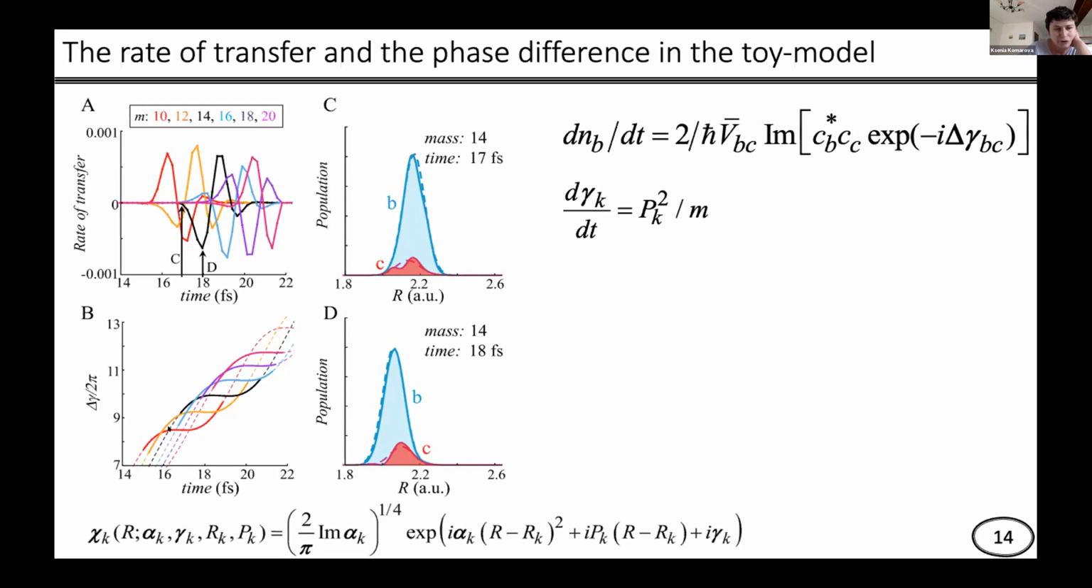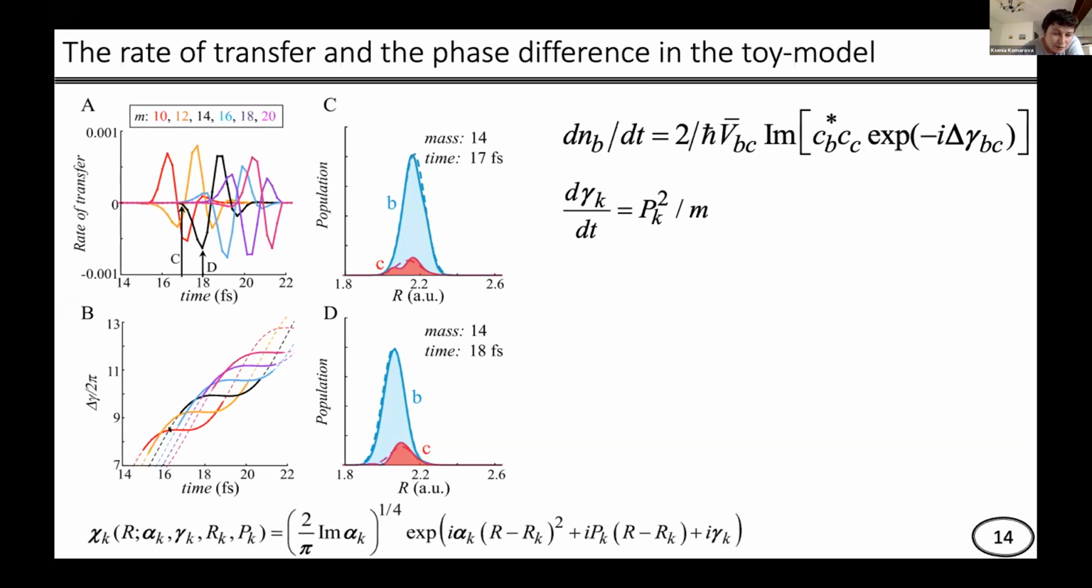So the first feature here is the fact that this transfer happens when this phase difference is stationary. This is very interesting because it is hard to understand how they can control each other in such a way that this gamma becomes stationary and then the rate of transfer starts to be significant. But maybe it is understood from simple RWA theory, right? When it oscillates fast, the transfer will be small. But still, this was a surprise.